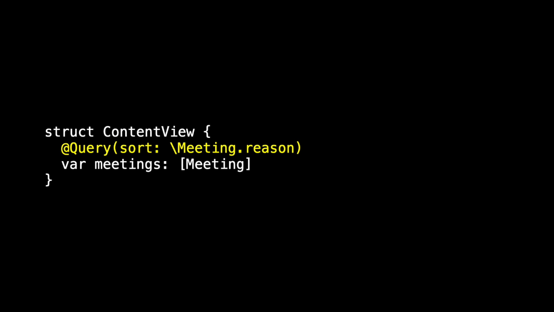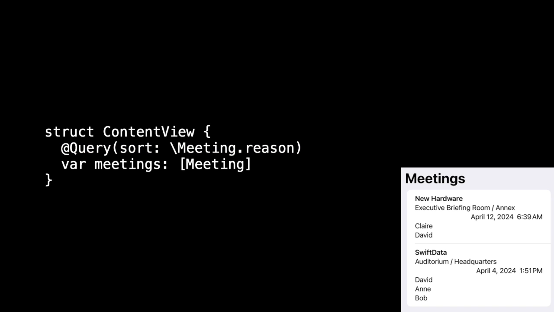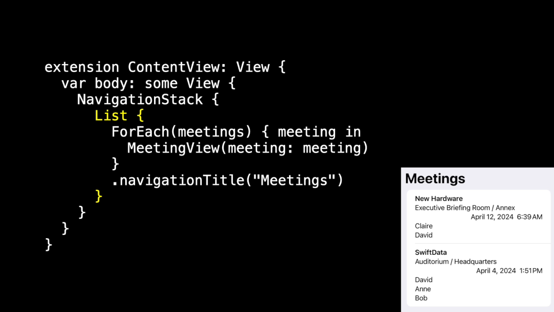And in this case, we looked for all of the meetings and sorted them by the reason. And our results look something like this. The way we got that presentation was we used a standard list. In this case, I'm going to use for each, which we didn't do before. And also I've added a special type meeting view so we didn't have to look at all the presentation code.